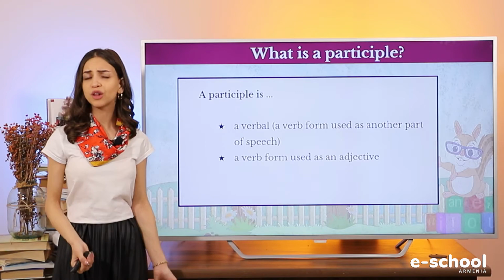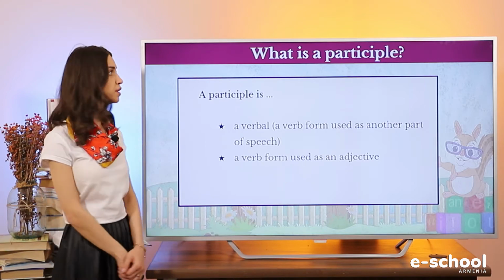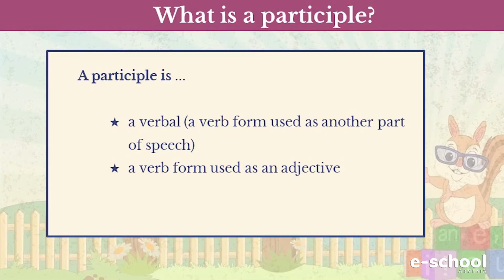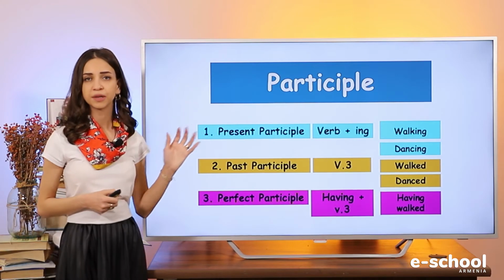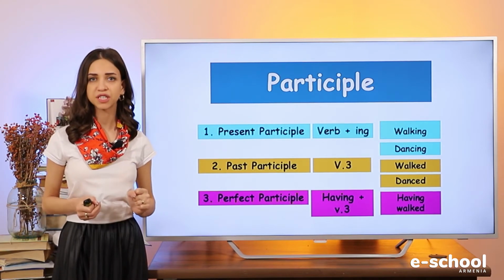So, first of all, let's understand what is a participle. A participle is a verb form used as another part of speech. It is a verb form used as an adjective. So, participle. There are three types of participles.